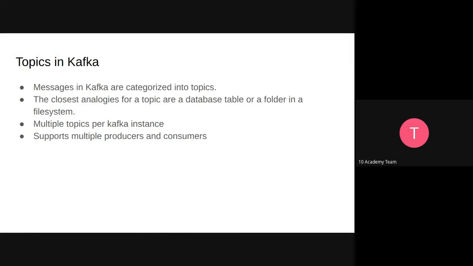And if one producer sent a message to a specific topic, the other topics will not be aware of that message being sent. So they are not dependent on each other. As long as the Kafka broker is working, and as long as the Kafka cluster is functioning properly, each topic will function on its own. There are multiple topics per Kafka instance, and it supports multiple producers and consumers. Each topic in a broker can be connected to multiple producers as well as multiple consumers.